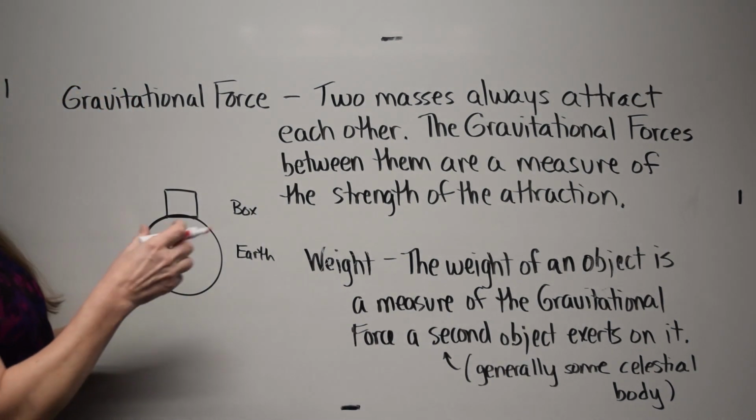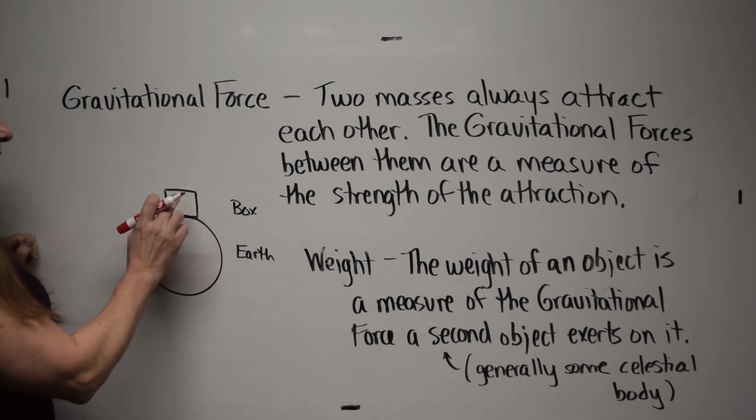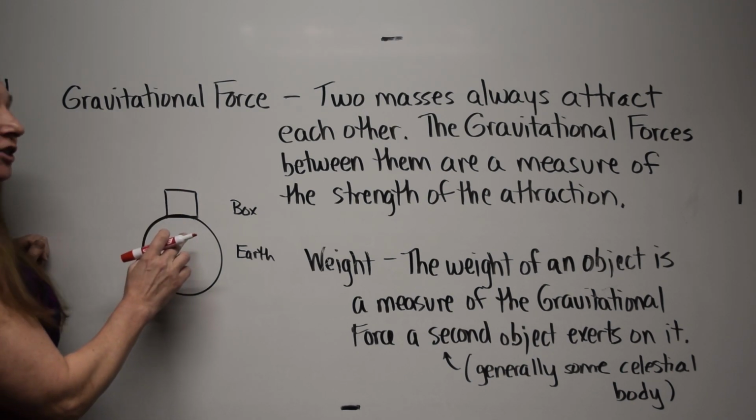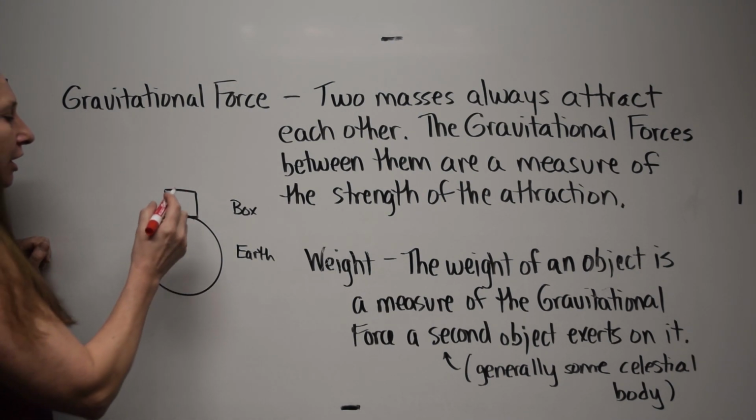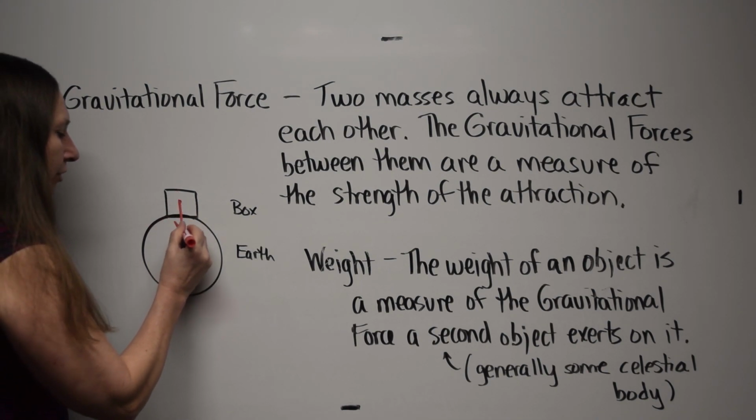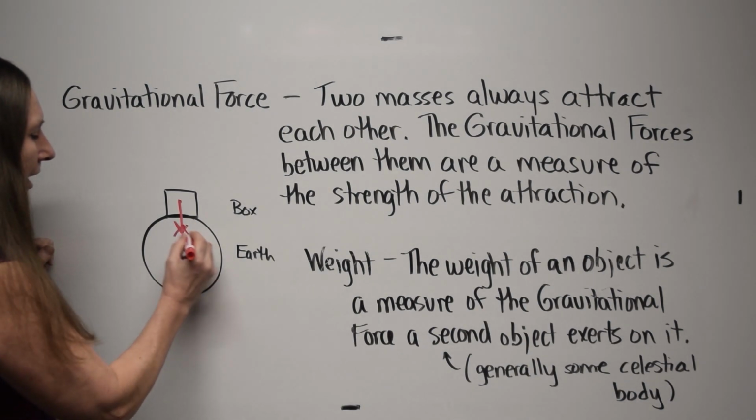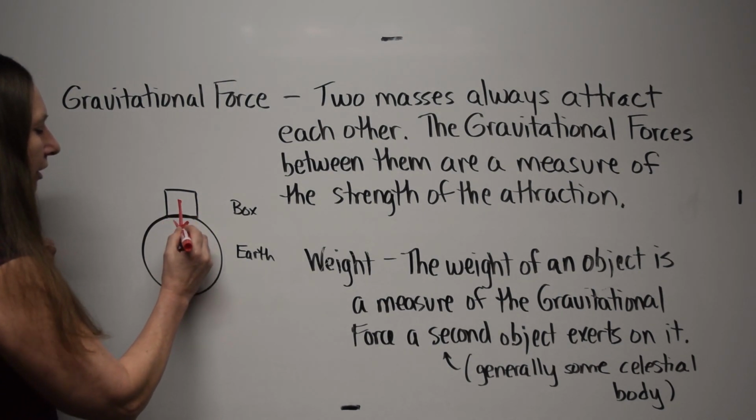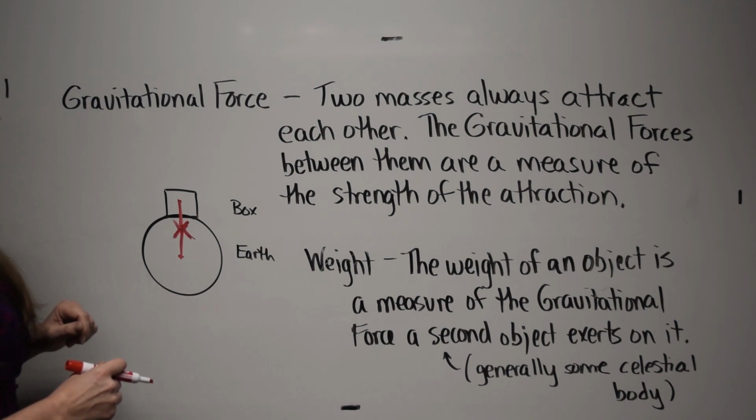So here, if we have, for example, the Earth and a box. Obviously, the box should be a whole lot smaller, or the Earth should be drawn a whole lot bigger. This is not to scale, but you've got the Earth and a box. You've got two objects. The Earth attracts the box down toward the Earth. The box attracts the Earth up toward the box. So you've got these two objects attracting each other.